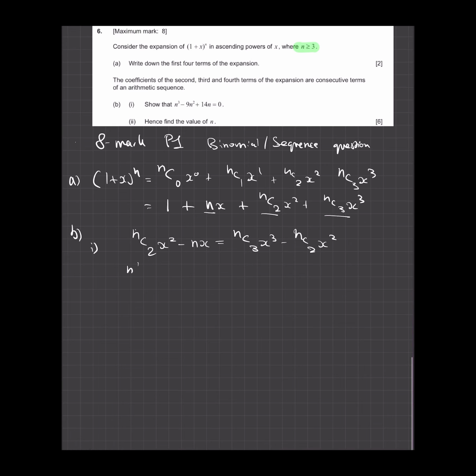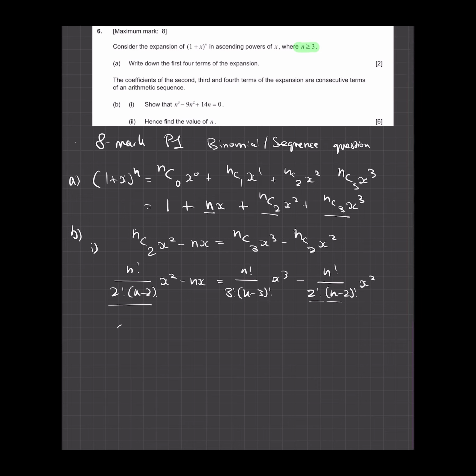nC2 is the same as n factorial over 2 factorial n minus 2 factorial, x squared, minus nx, is equal to n factorial over 3 factorial n minus 3 factorial, x cubed, minus n factorial over 2 factorial n minus 2 factorial, x squared. First of all, we'll notice that this term and this term are the same, so we might as well just add one of each to both sides.